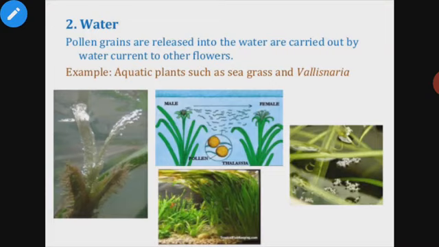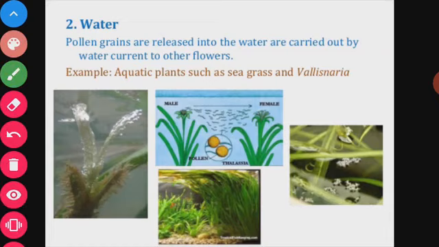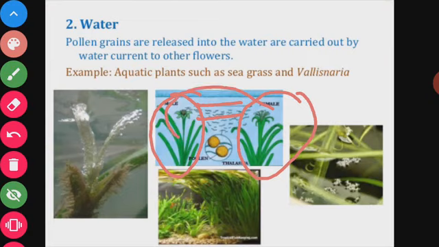As you can see here in the diagram, the male gametes are... This is one aquatic plant. This is the second aquatic plant. By the water current, the anthers of this flower are transferred to another flower of a different plant. Examples are sea grasses, they are pollinated by water.